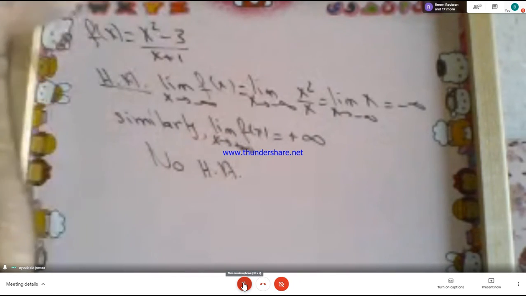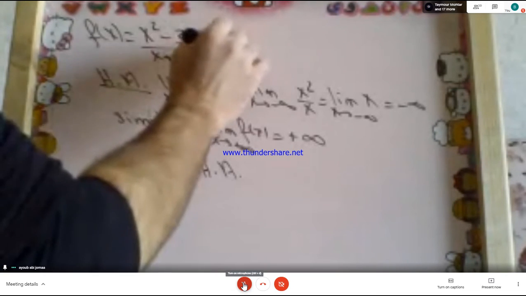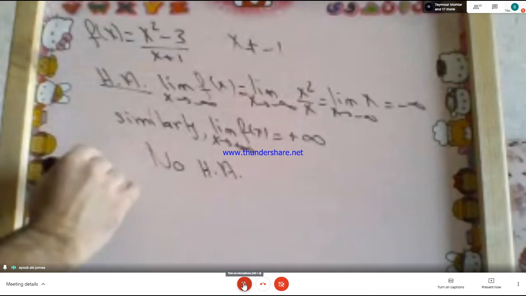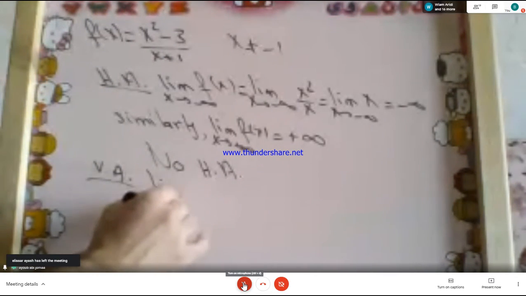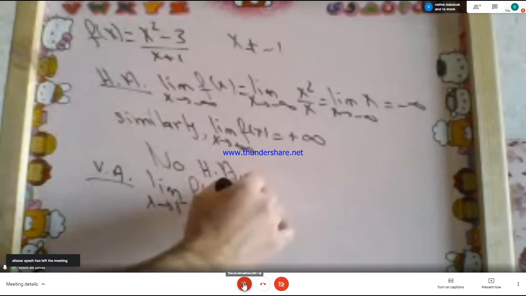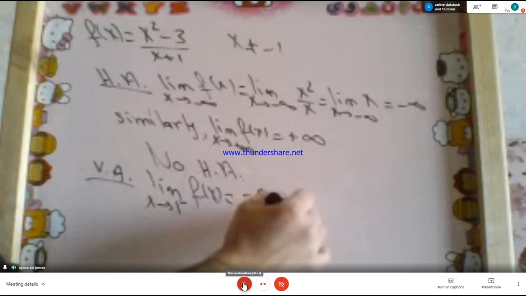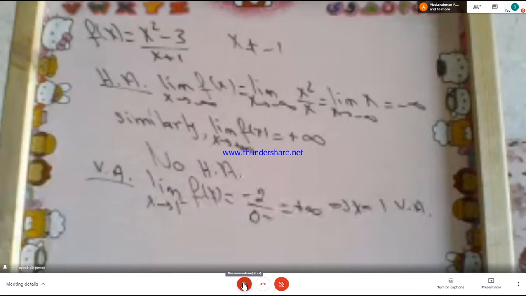But now here we have a vertical asymptote. x different than negative 1. For the vertical asymptote, find the limit as x approaches 1 from the left of the function. It will be negative 2 over 0. Negative 2 over 0 minus, which is positive infinity. So x equal 1 is a vertical asymptote. Okay? Clear?